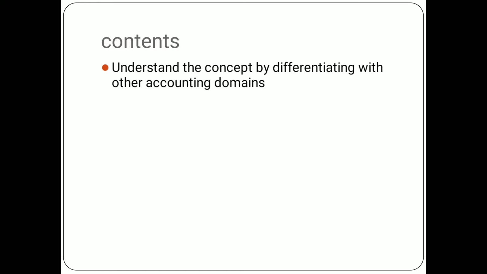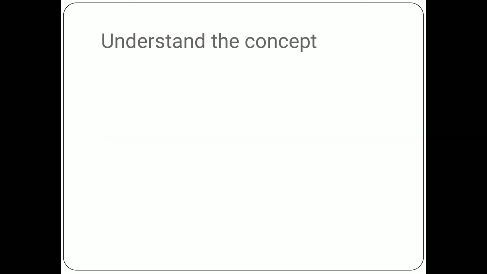The contents that we are going to cover in order to understand what financial management is are as follows. We need to understand the concept by differentiating it from the other accounting domains, which include cost accountancy and financial accountancy, as well as how both of these domains merge and relate to financial management. Definition. Then we have scope, and last we have the objectives. Let's move on to the next slide.